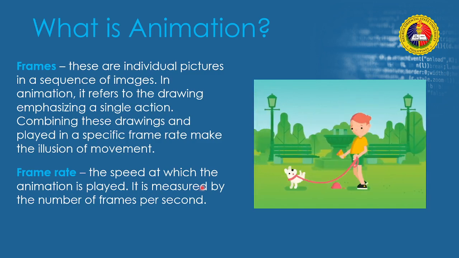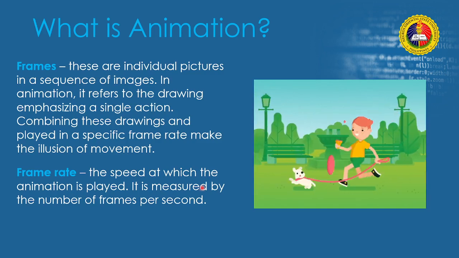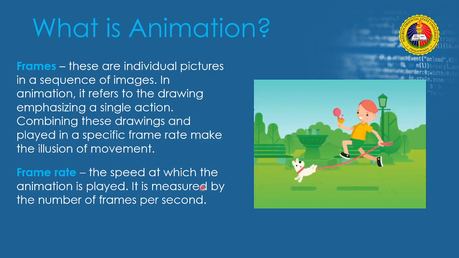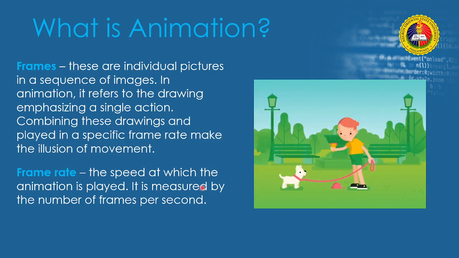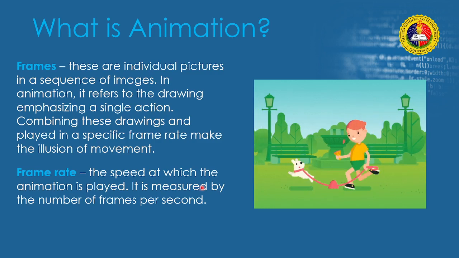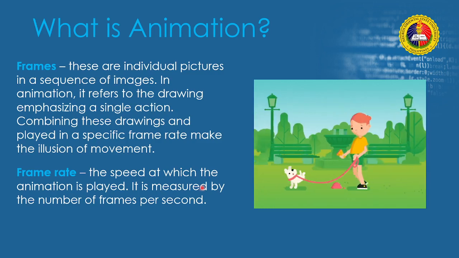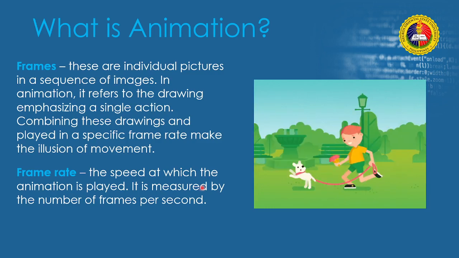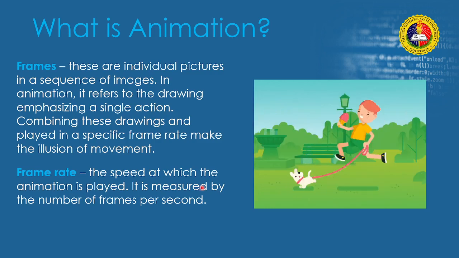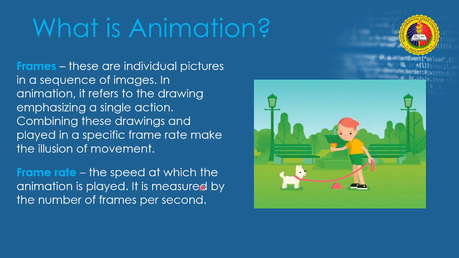And then frame rate is the speed at which the animation is played. It is measured by the number of frames per second. Maybe some of you have noticed that if you download a movie and check its properties on your computer, you can see things like 24 FPS, 25, 30 FPS. Those are frames per second, meaning if it's 24 frames per second, there are 24 frames or 24 photographs per 1 second.